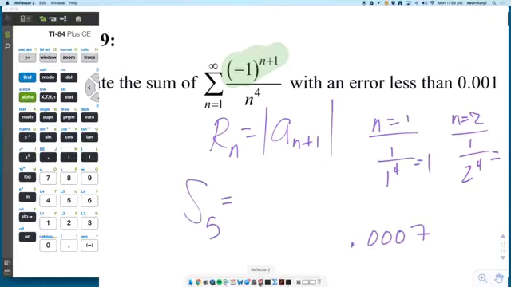Okay? So the alternating series remainder is pretty easy. Just make sure you're taking the absolute value of it. It's the first unused term. And if you're looking for an interval, make sure you subtract to get the lower bound, add to get the upper bound.